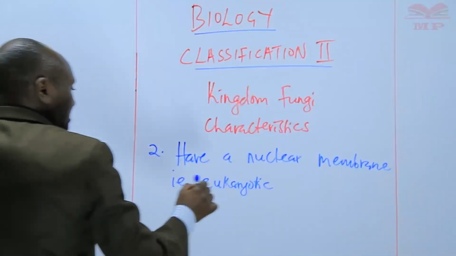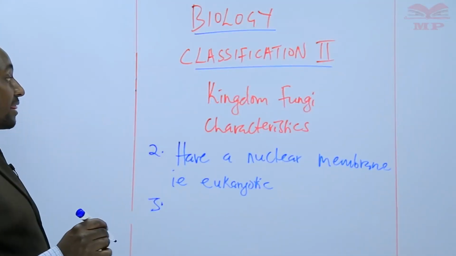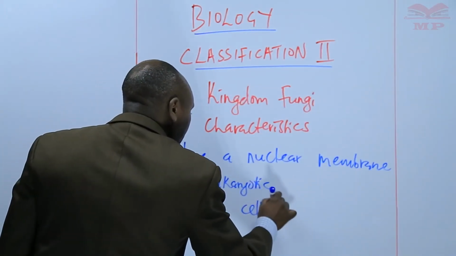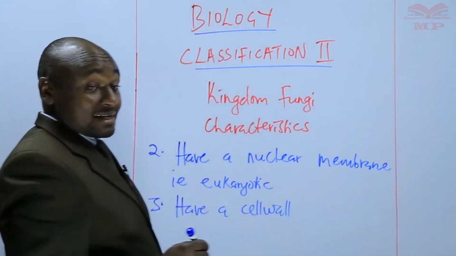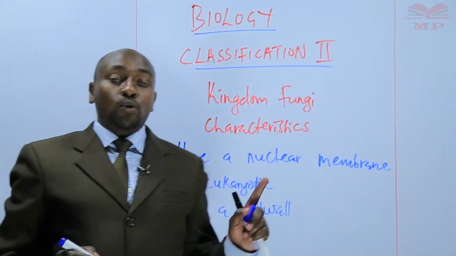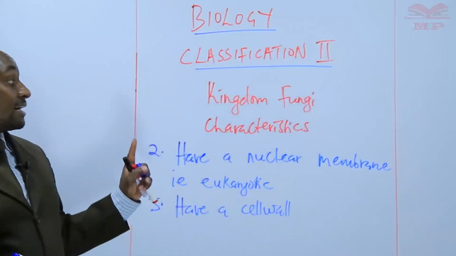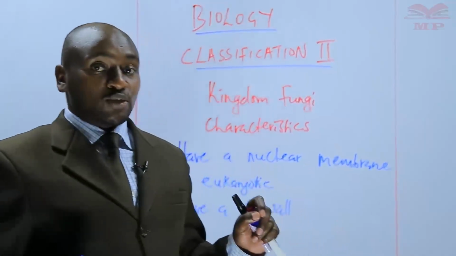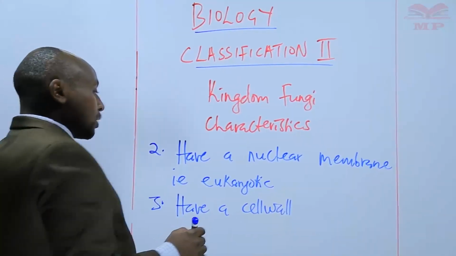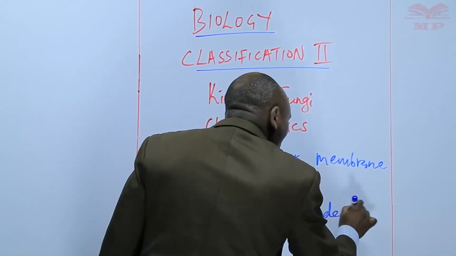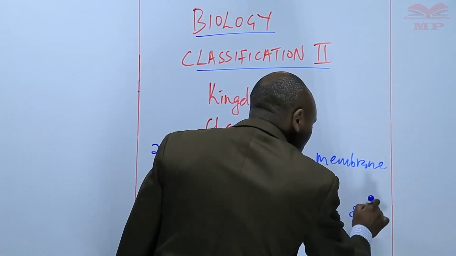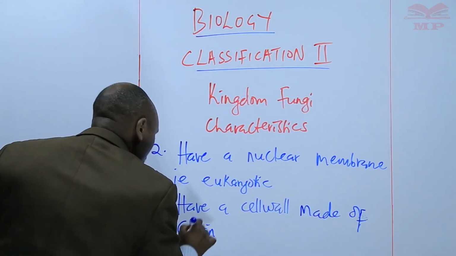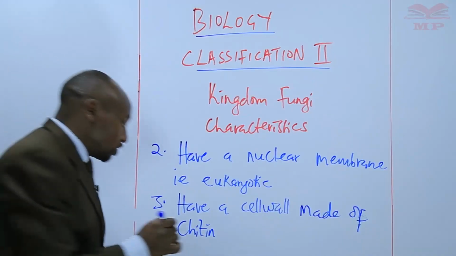Now, the next characteristic is that the fungi also have a cell wall, but unlike the plant cells, where the cell wall is made of cellulose, in fungi, the cell wall is made of a substance that is known as chitin. So they have a cell wall made of chitin. So the cell wall in fungi is made of chitin.